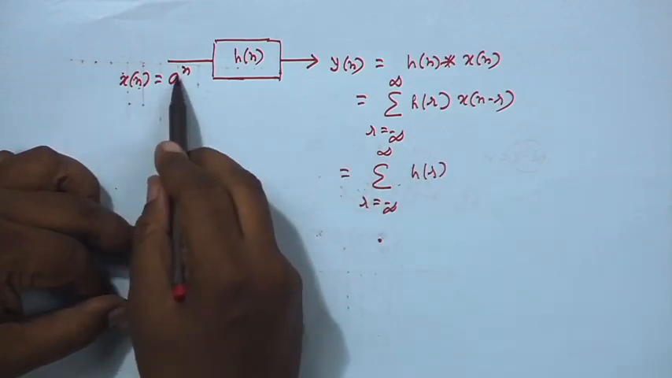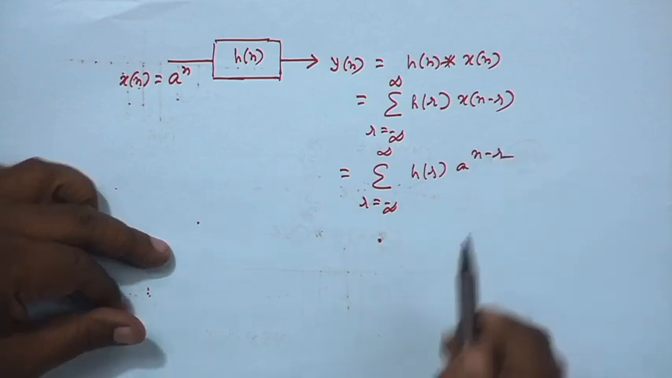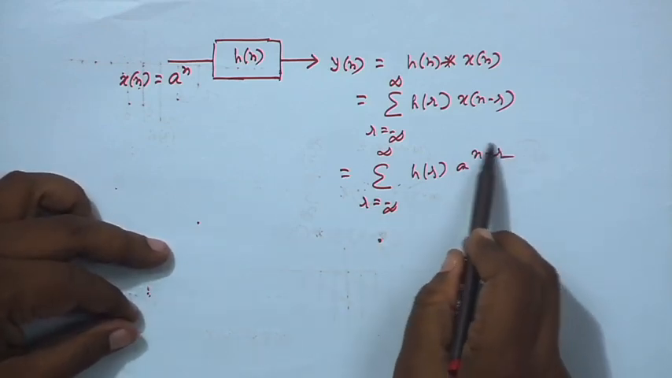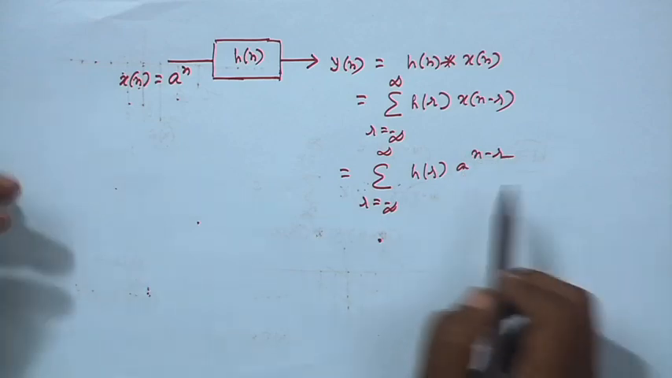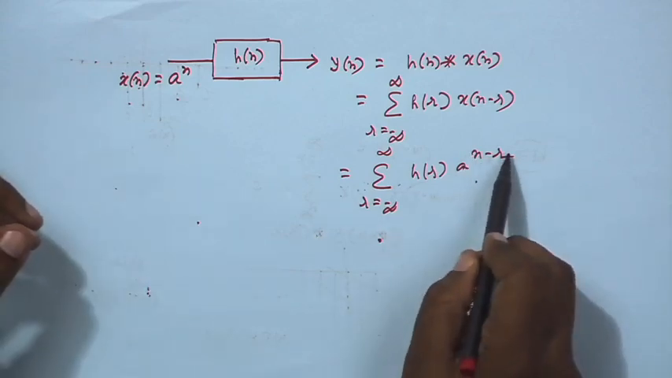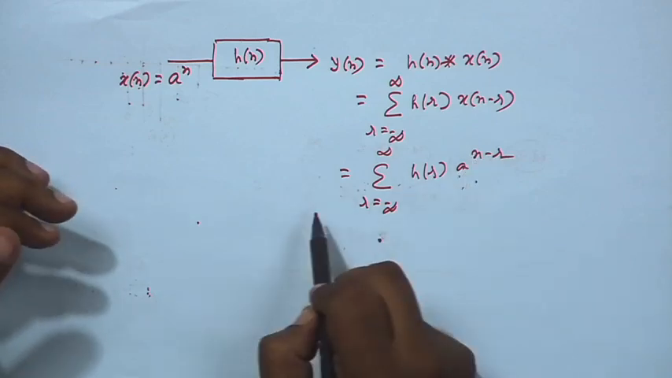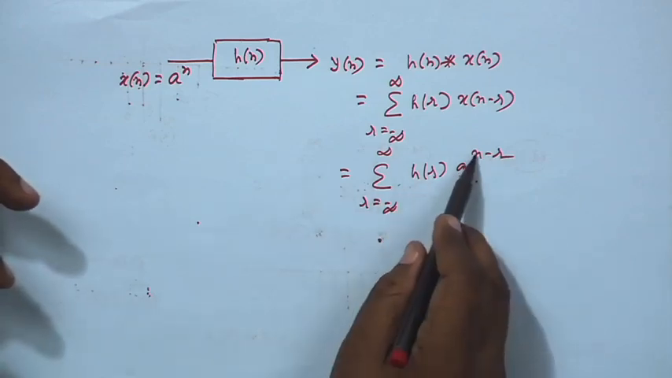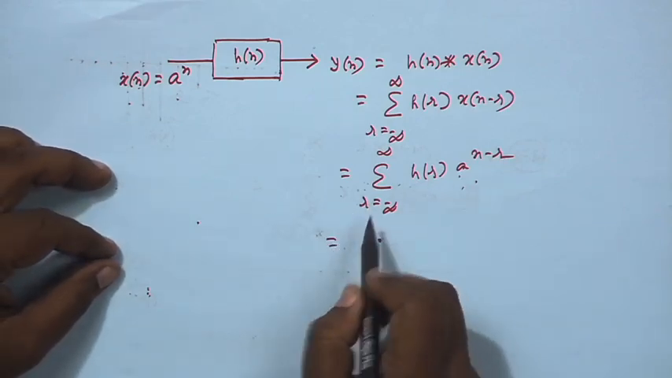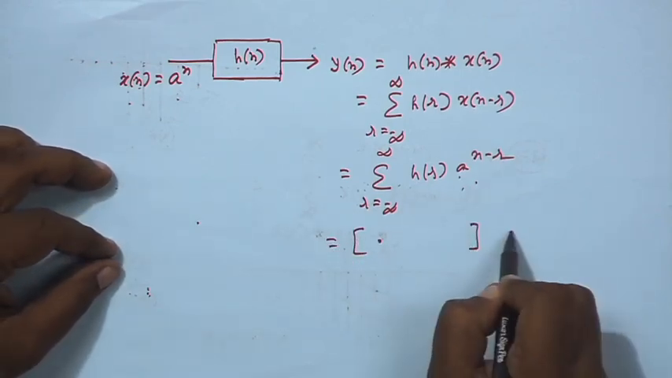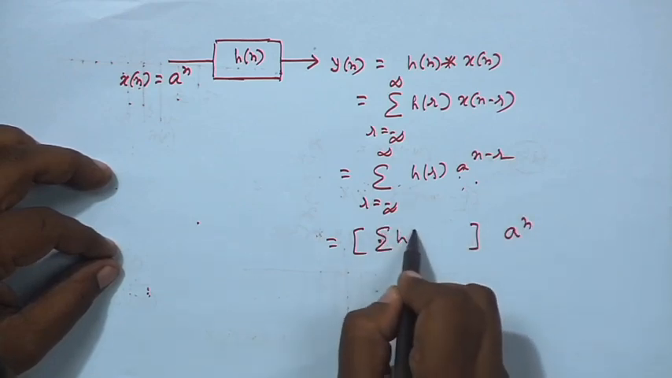x_n is a to the power n. So, x_{n-r} is a to the power n minus r. Now, the beauty is that this is coming in the power. So, a to the power n minus r you can separate out as a to the power n into a to the power minus r, and a to the power n can go out as common because that does not depend on r. So, it will be the summation, into a to the power n out as common. What is it? The summation part over r.